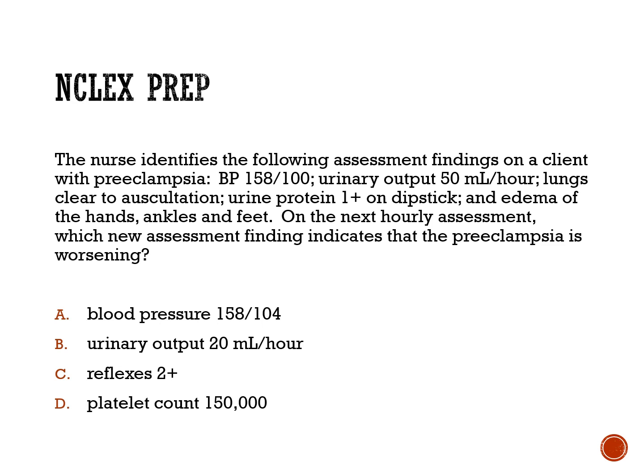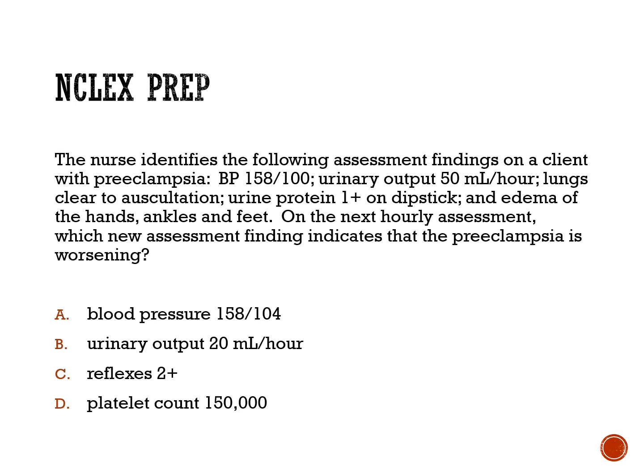The nurse identifies the following assessment findings on a client with preeclampsia. BP 158 over 100. Urinary output is 50 milliliters per hour. Lungs are clear to auscultation. Urine protein is 1+ on dipstick, and edema of the hands, ankles, and feet is noted. On the next hourly assessment, which new assessment finding indicates that preeclampsia is worsening? A, blood pressure 158 over 104. B, urinary output 20 mLs per hour. C, reflexes 2+. Or D, platelet count 150,000.